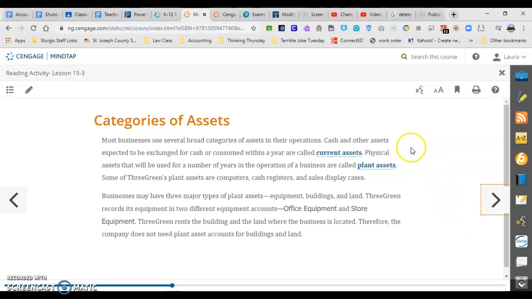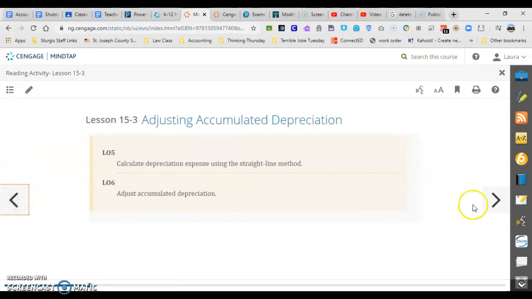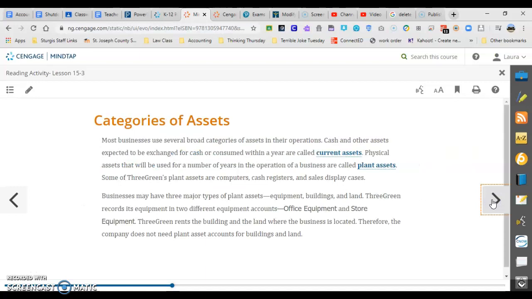Okay, this recording is about depreciation and about plant assets. This is in version 10, chapter 15. There are different categories of assets.